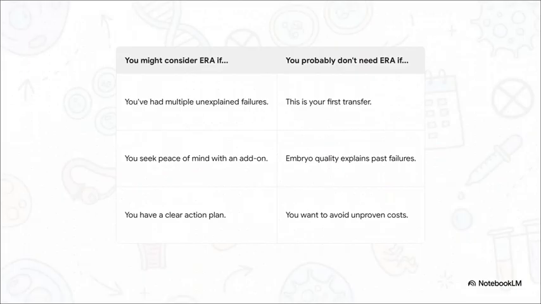So when might you even talk about it? Well, you might discuss it with your doctor as a sort of let's-try-everything experimental option if you've really had multiple unexplained failures. But on the flip side, you probably don't need to even think about it if this is your first go, or if you already know why past transfers failed, like issues with embryo quality.